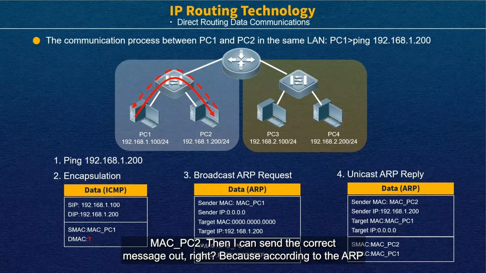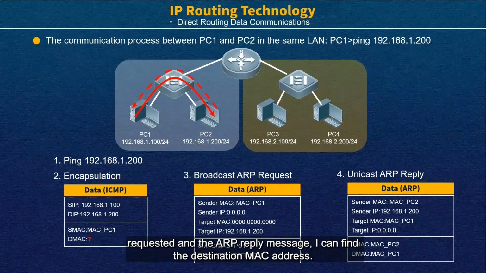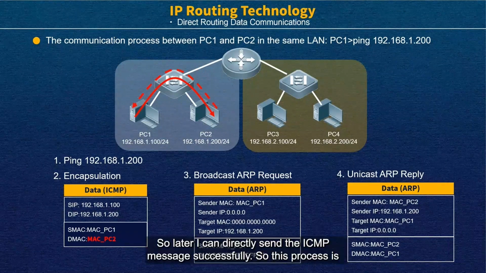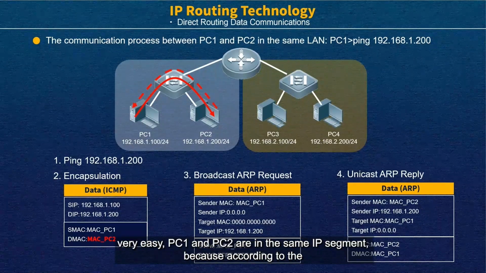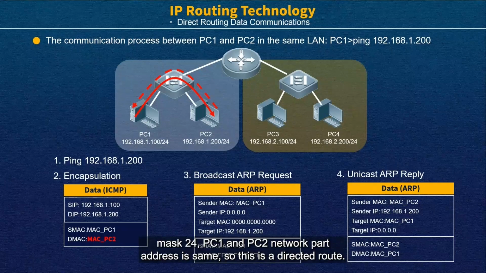According to the ARP request and the ARP reply message, I can find the correct destination MAC address of PC2. So later, I can directly send the ICMP message successfully. This process is very easy. PC1 and PC2 are in the same IP segment, because according to the /24 mask, the network part of their addresses is the same. So this is a direct route.